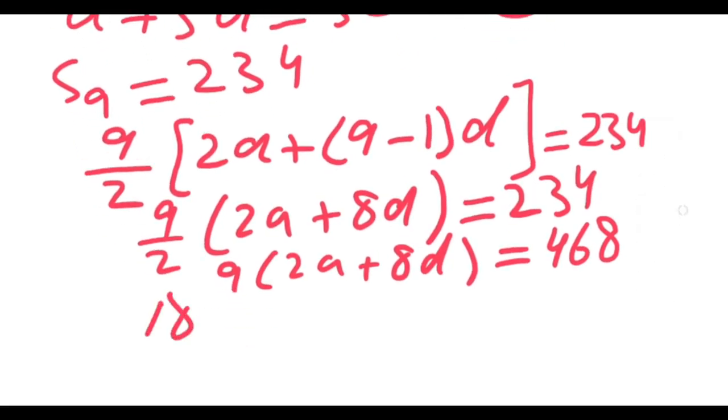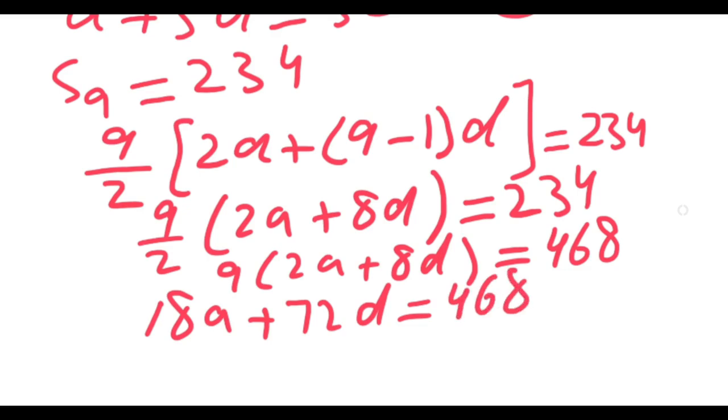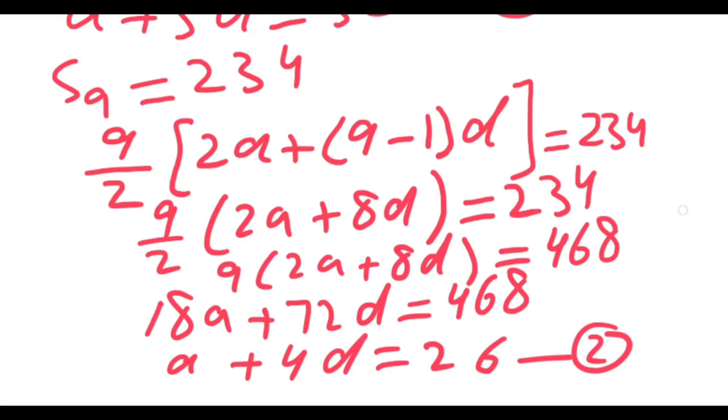This becomes 18a plus 72d is equal to 468. So I can divide the whole expression by 18. So the a, and 72 also can divide by 18, and 468 as well. So this becomes a plus 72 divided by 18 is 4d is equal to, this becomes 26. So this is my equation number 2.